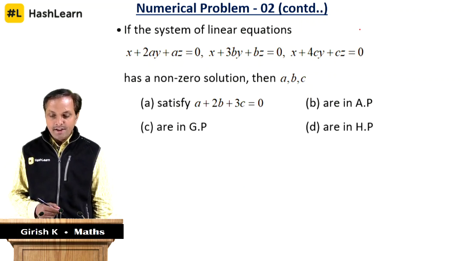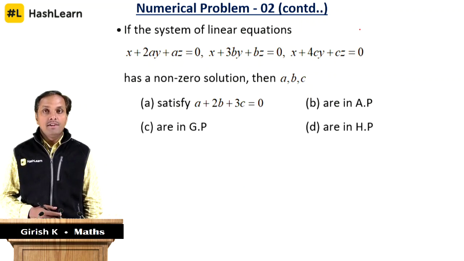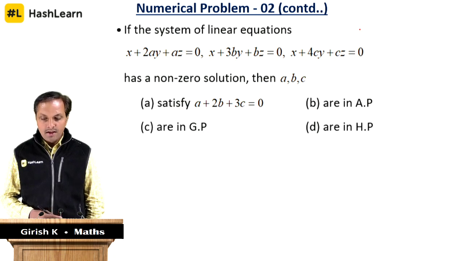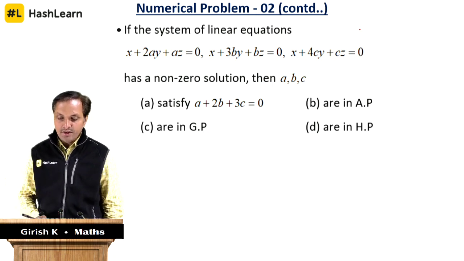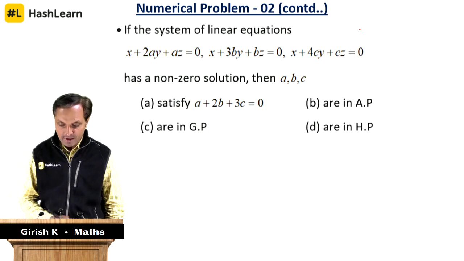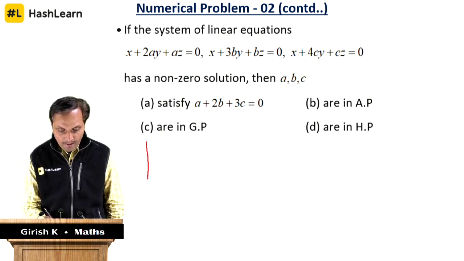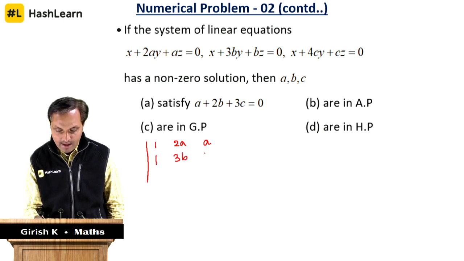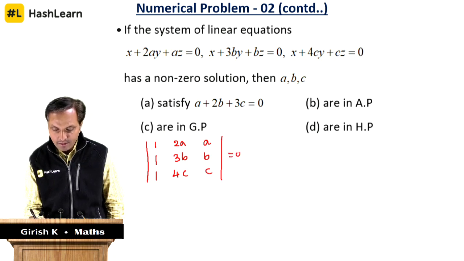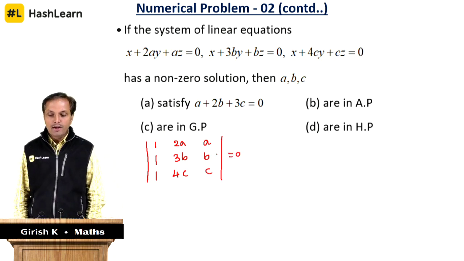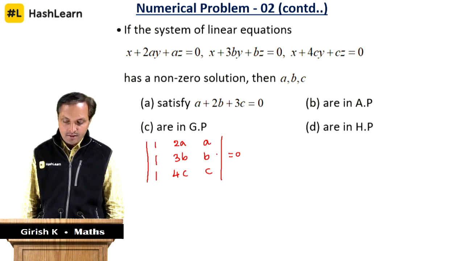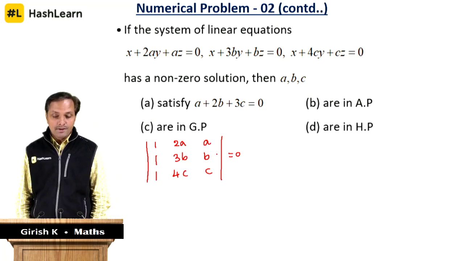The system of linear equations, there are three equations where the variables are x, y and z, and has a non-zero solution. Then find the relation between a, b and c. If you take the coefficients of x as 1, coefficient of y as 2a, coefficient of z as a, then 1, 3b and b, then 1, 4c and c, equated to 0. You can just simplify this, or you can take the difference and do the simplification.